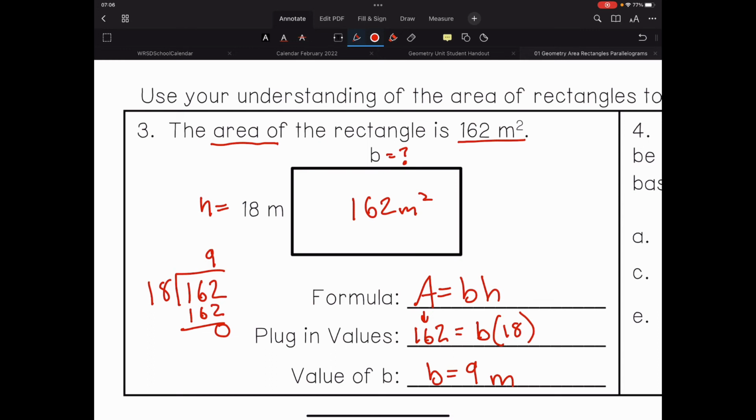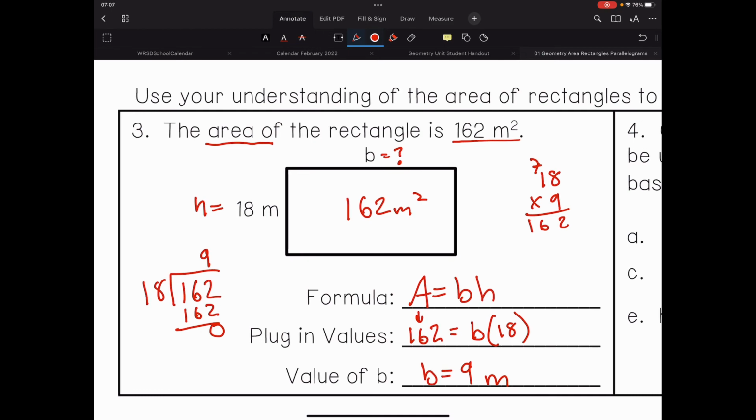We can go ahead and double check that. 18 times 9 is 72. 9 times 1 is 9, plus 7 is 16. So there we go. See, 18 times 9 is 162. So my formula was area equals base times height. I plugged in the values, and I realized I had to figure out what I would multiply 18 by to get a product of 162. So I went ahead and divided them, and I got my value.